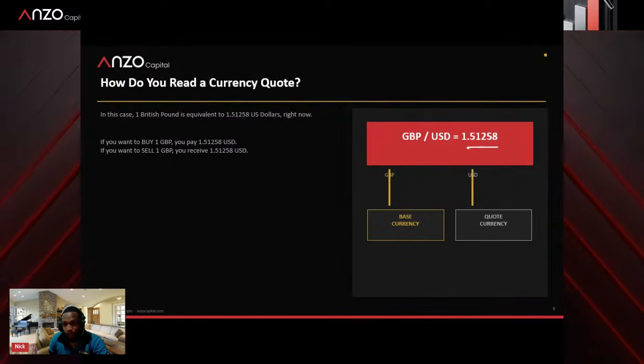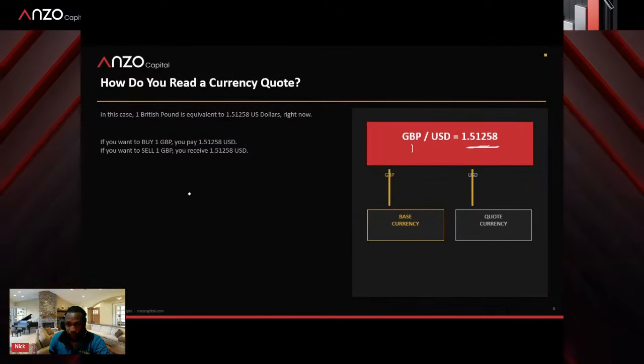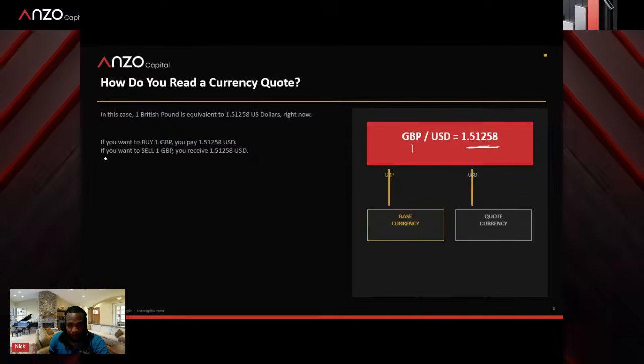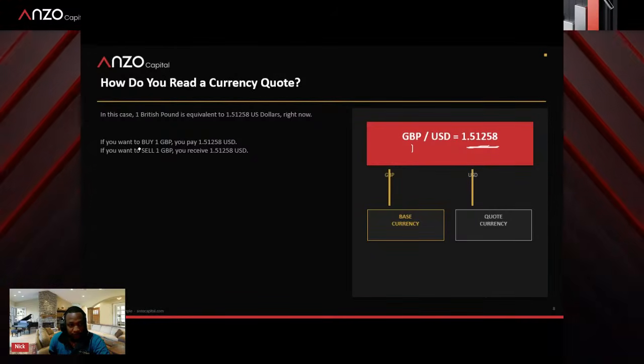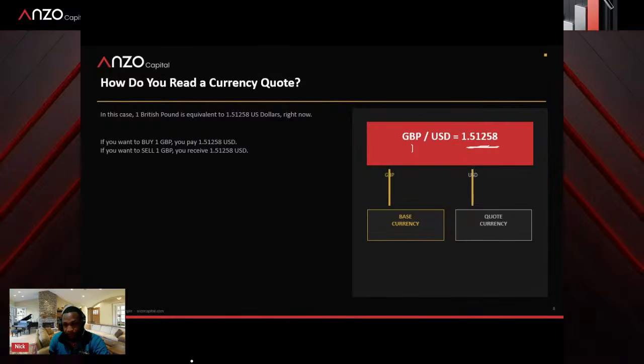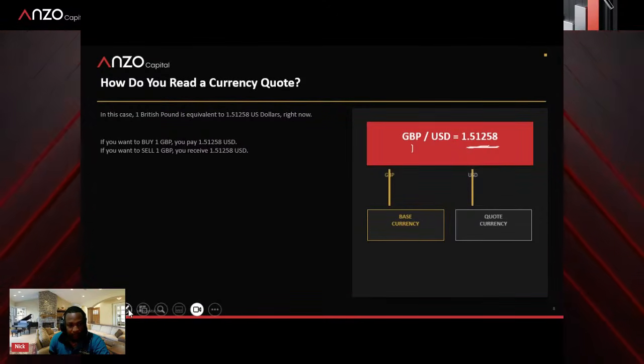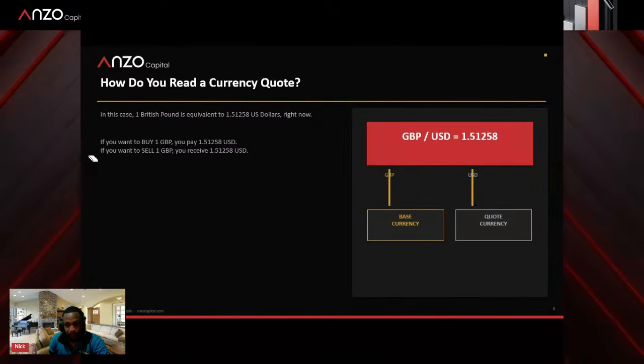So if you want to buy £1 over here, you will pay this amount over here. Again, if you want to sell this one, you will get this one back in return. So that's basically what we mean over here. If you want to buy one GBP, you pay this one. If you want to sell, you will receive the same amount. And that is as easy as how the market works. Let me erase all of that and go on to the next one.